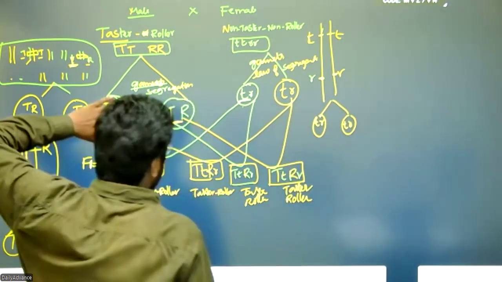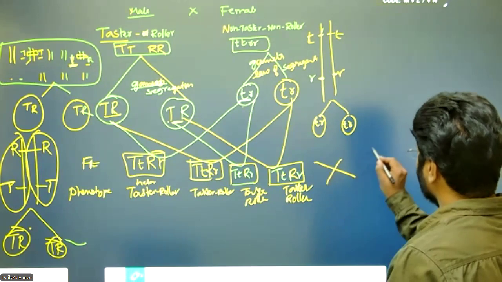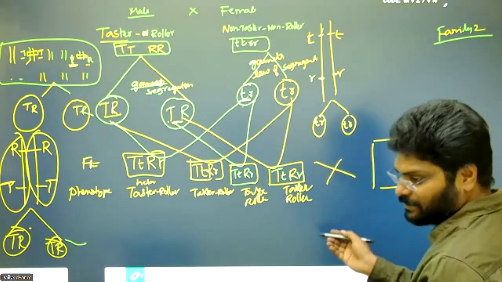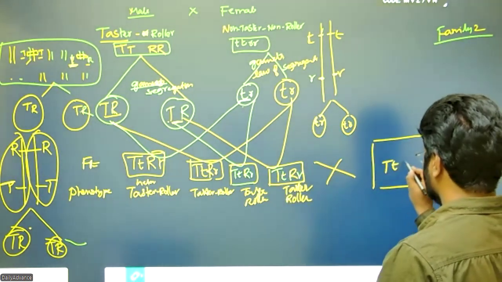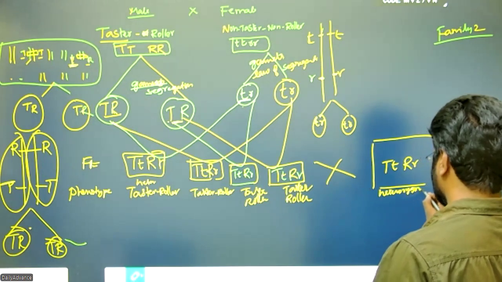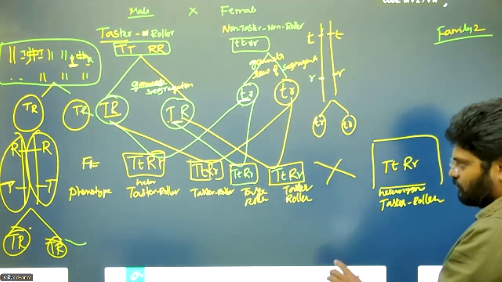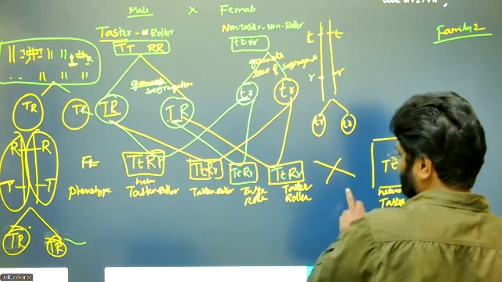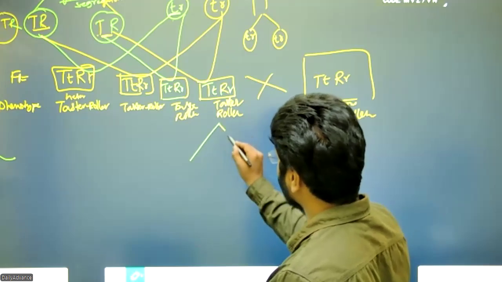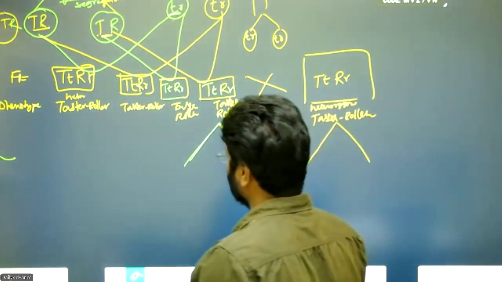Now one of this family marries into another family. This person married into family two. For family two, we take the same kind of thing: capital T, small t, capital R, small r, so heterozygous taster roller. Now they produce gametes. What are all the gametes here? How many gametes are possible?